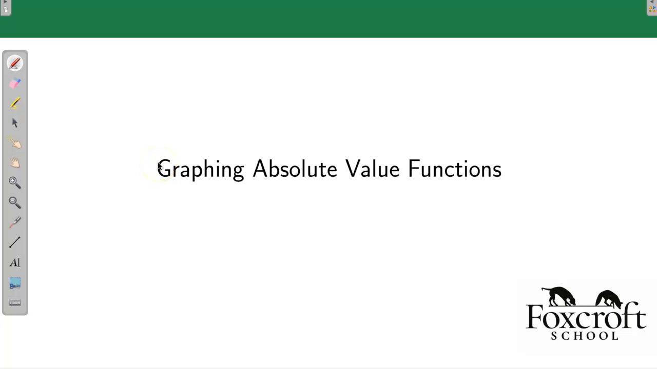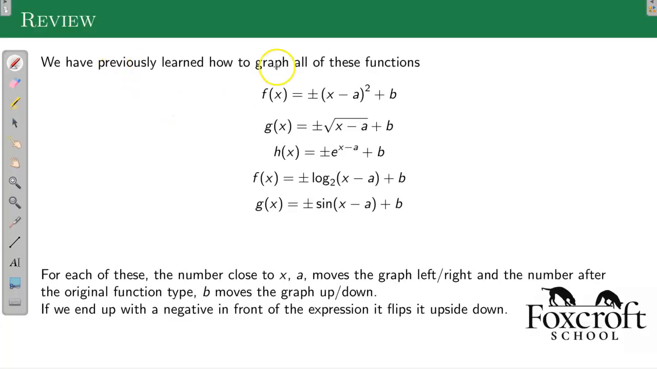In this video, we're going to talk about graphing absolute value functions. We've previously seen a bunch of different ways to graph functions: quadratics, square roots, exponentials, logarithms, sine. With all of them we can do similar things. We can add or subtract close to the x, inside the parentheses, and that's going to move my graph left and right.